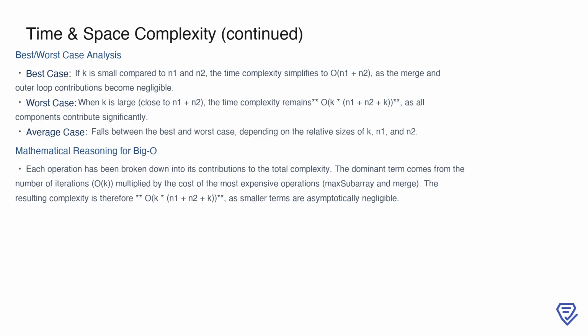Mathematically, the dominant term in the overall complexity arises from the number of iterations, O(k), multiplied by the cost of the most expensive operations, namely max subarray and merge. This is why the final time complexity is O(k * (n1 + n2 + k)), with smaller terms becoming asymptotically negligible in the big O notation.